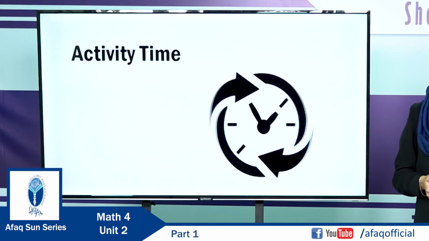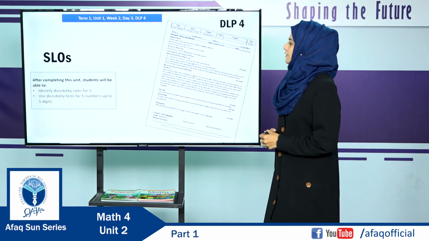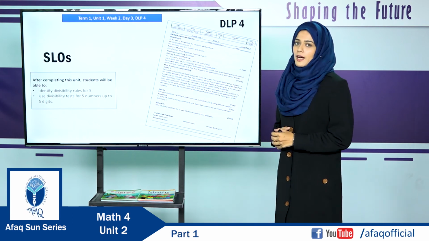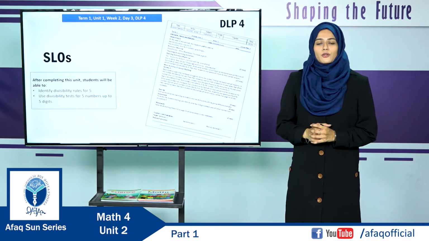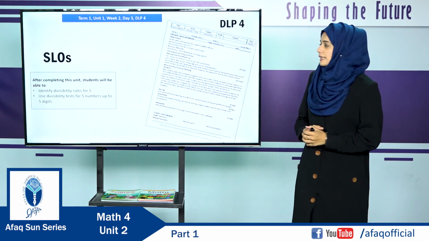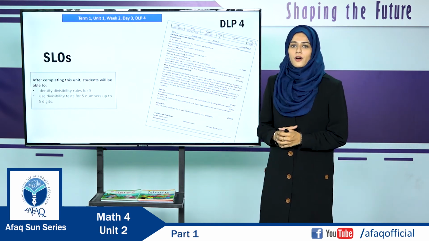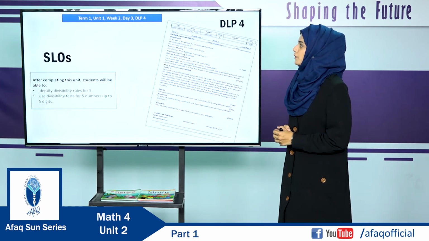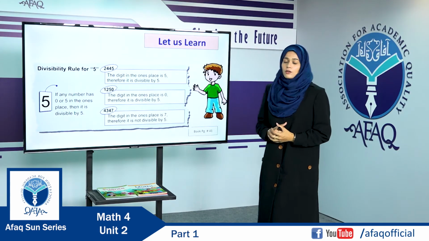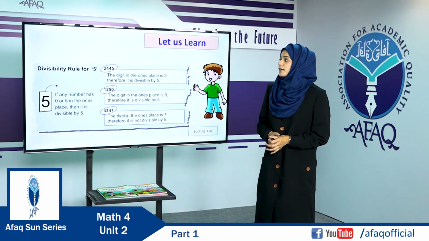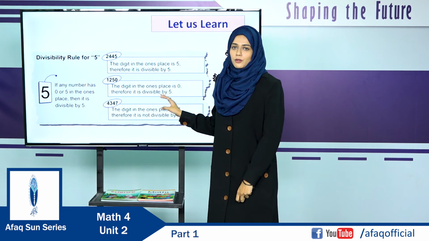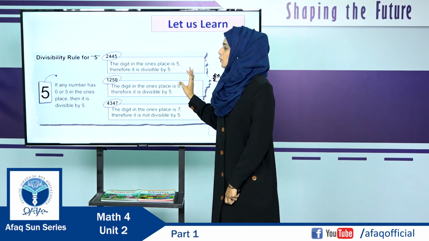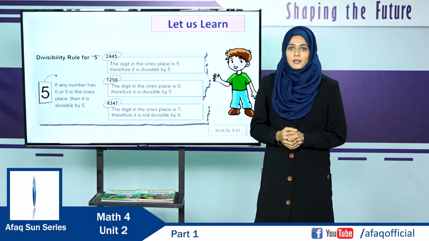It's an activity time. In this, we have to identify the divisibility rule for 5. Use divisibility test for 5 numbers up to 5 digits. To cover this, the methodology has been provided in DLP4, which falls in term 1, unit 1 of week 2, day 3. Okay, on page number 42, here is the divisibility rule for 5. If any number has 0 or 5 at the ones place, then it is divisible by 5.